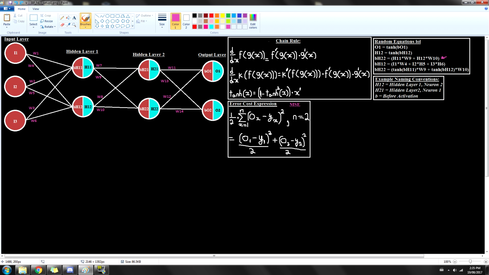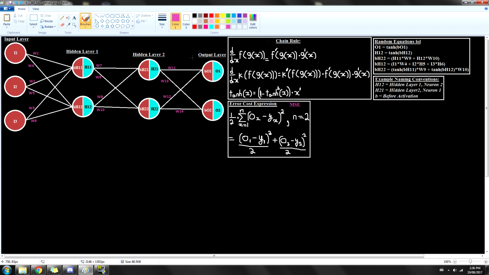In my example naming convention, H12 is hidden layer 1, neuron 2. So where's H12? See, this is the second neuron in the first layer, so H12. This is the second neuron in the second layer, so H22. In my output, O1 is output 1, and then O2 is output 2. And then my inputs are input 1, input 2, input 3, okay? So that naming convention is pretty straightforward. That's pretty much what I'm going to be using as I'm explaining things.